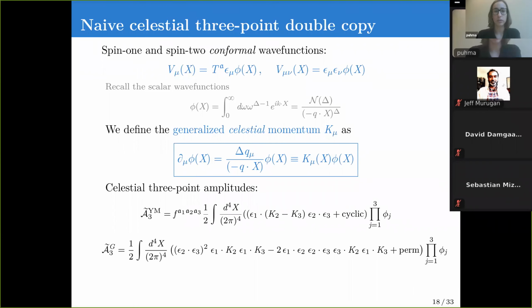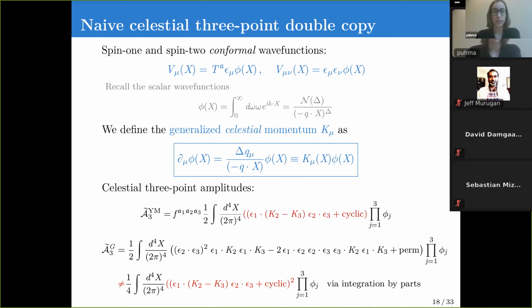Now, I'm going to try just the naive thing to double copy the Yang-Mills amplitude. So these are now the celestial 3-point amplitudes for Yang-Mills and gravity, indicated by this tilde here. And it turns out that it just takes the same form as the momentum space amplitudes, where the little k are now replaced by capital K's, and the e to the i k dot x's are replaced by the phi's. Now, the naive thing would be to say, oh, the square of this integrand for Yang-Mills theory should be the gravity integrand. But that's wrong. You can show that if you take the gravity integrand and integrate by parts, you will not get the square of the Yang-Mills integrand.